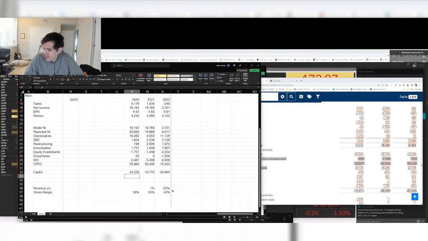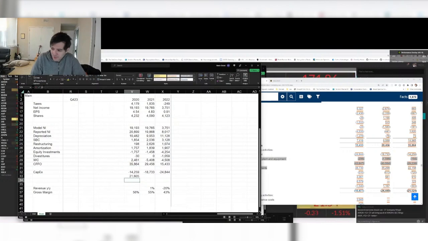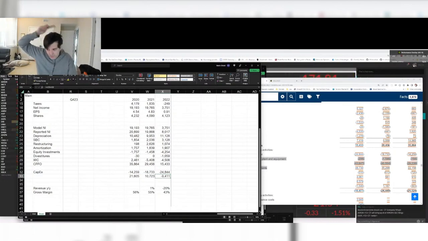So if you net these two out, you kind of get a concept called free cash flow. And you'll get 21 billion, 11 billion, and a loss of 9 billion. So how do you think about that? The traditional rookie way of doing this stuff is like an earnings multiple, right?